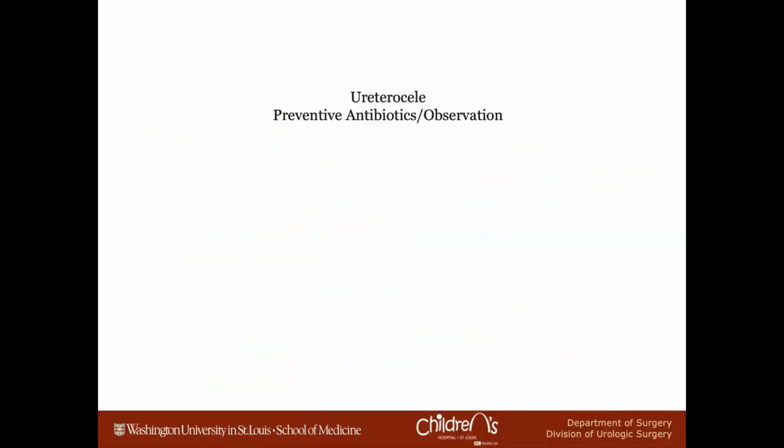Next slide. So my algorithm would be, you have a ureterocele, you put them on preventive antibiotics. If they don't have bladder outlet obstruction, if they're not septic, you observe them for a while. And then when they're a little bit older, when perhaps they don't have to be admitted to the hospital past the first couple months of anesthetic risk, then would consider incising them.